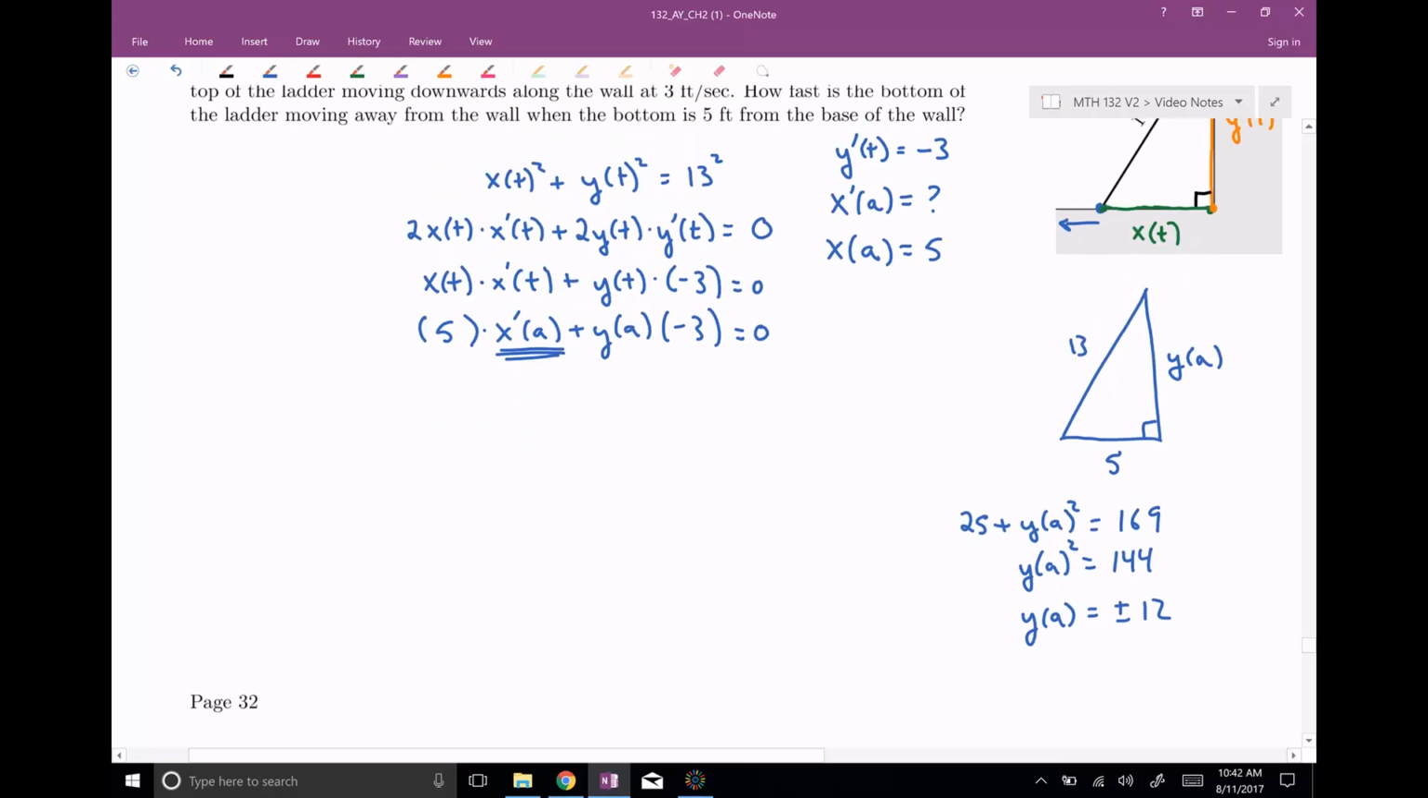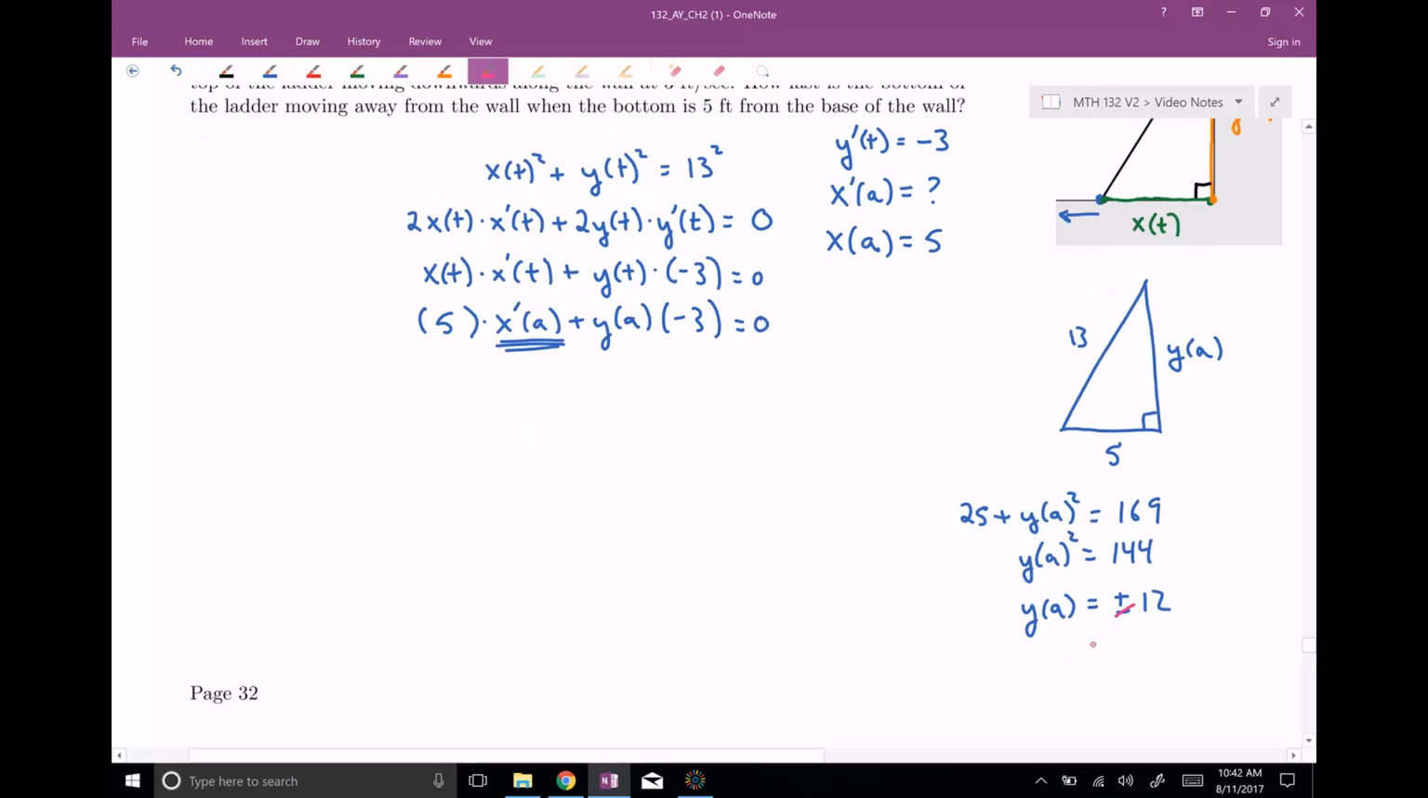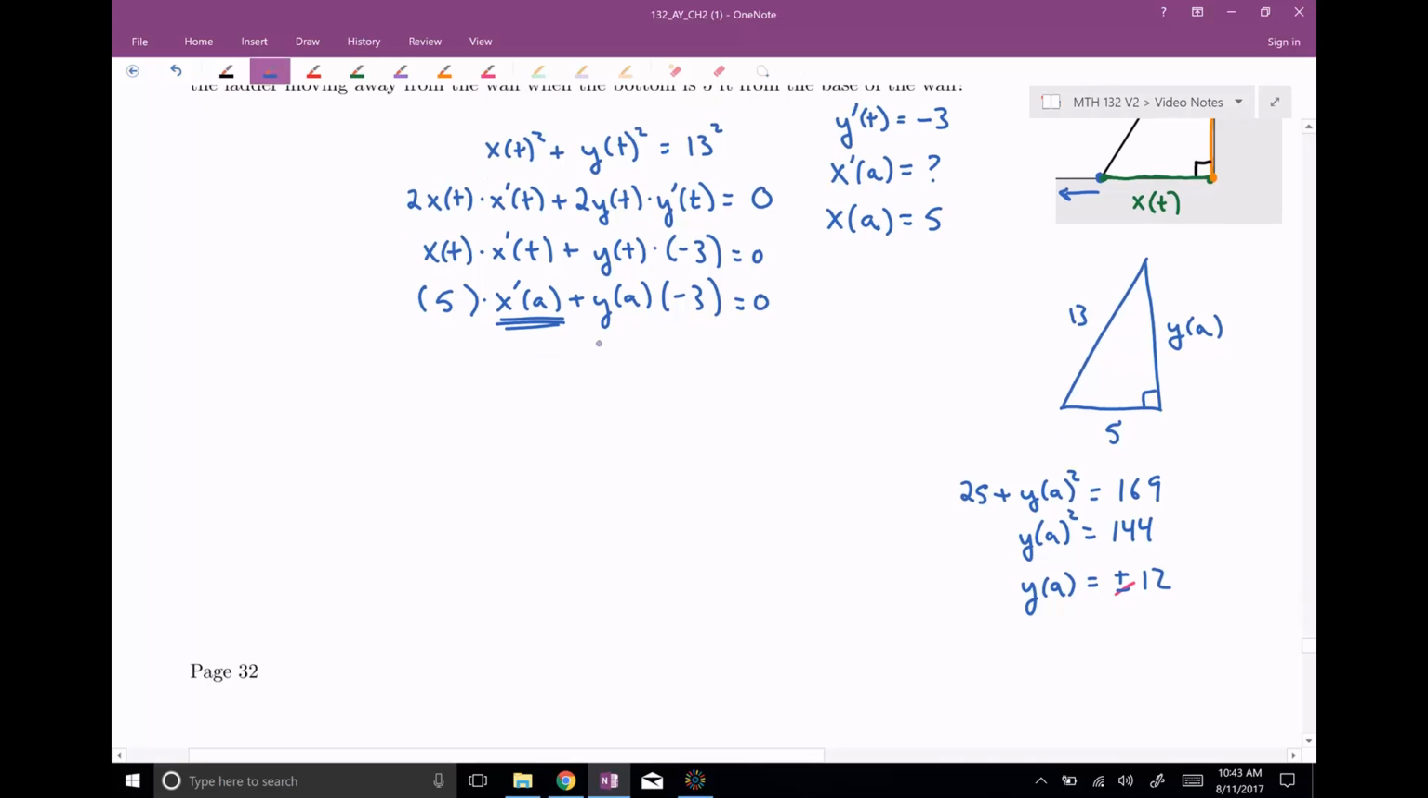And so now I can go ahead and substitute that in up here. So I'll have 5 x prime of A plus 12 times negative 3 is equal to 0. That's going to be negative 36. So I'll have 5 x prime of A is equal to 36, right? Once I add that over to the other side, and then I just divide, I get x prime of A is 36 fifths. So there we did it.